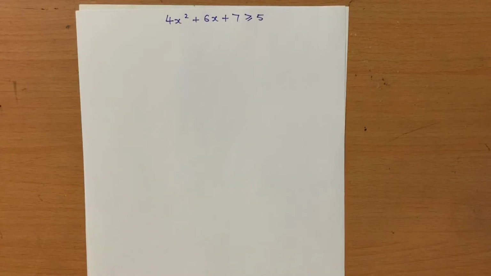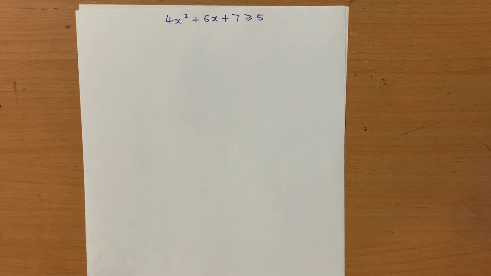This example here is way more complicated than the previous one, because now we have 4x squared plus 6x plus 7 is greater than or equal to 5. So let's imagine a graph first. On the left-hand side we have 4x squared plus 6x plus 7. That is a quadratic curve, and we have the ability to sketch a quadratic curve, so it should not be an issue for us. On the right-hand side, it is just 5, so you can imagine a horizontal line of y equals 5.